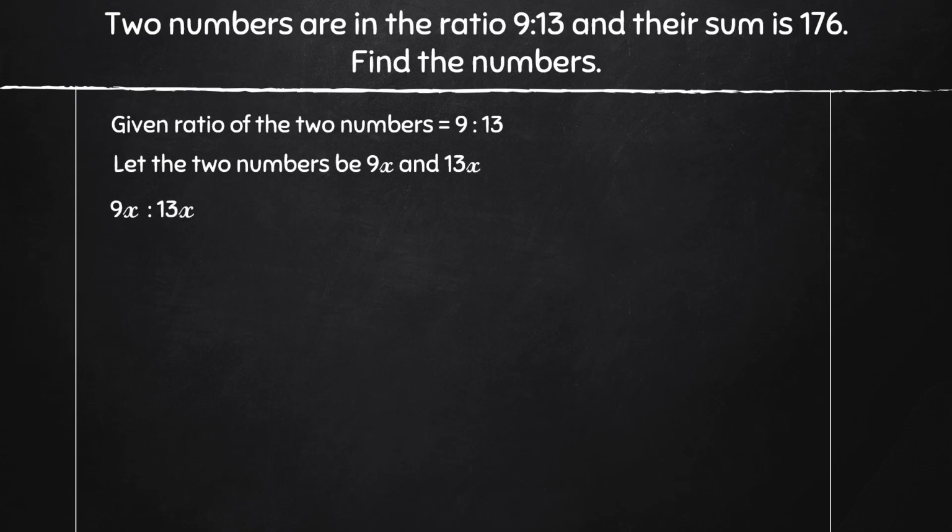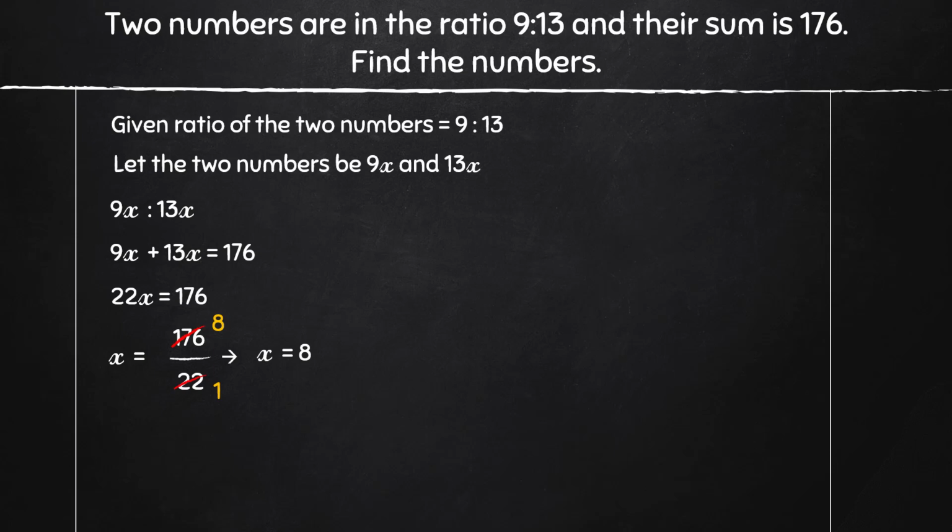Now, since the question says their sum is equal to 176, we need to add the ratios 9x and 13x and equate it to the sum 176. So 22x is equal to 176. x is equal to 176 divided by 22. 22 1 times, 22 8 times. So the value of x is equal to 8.